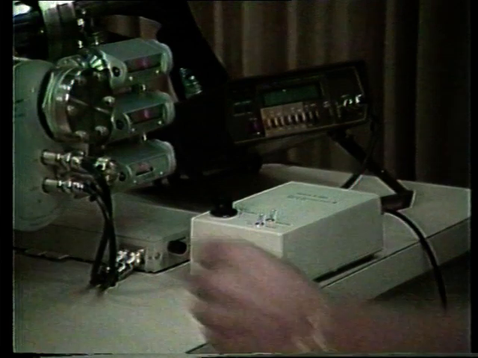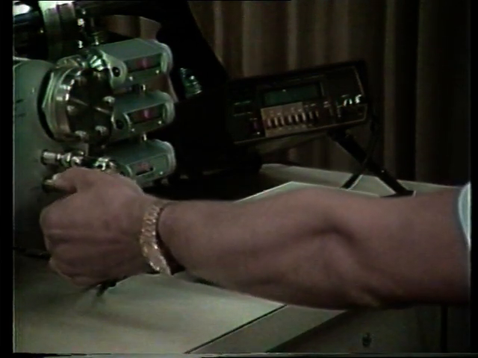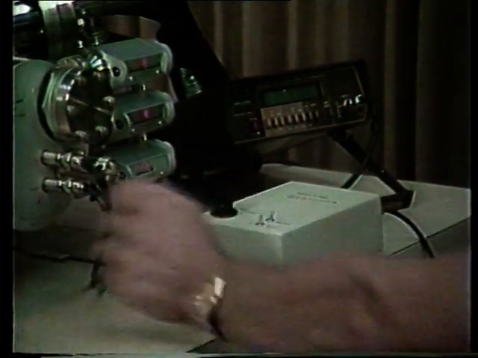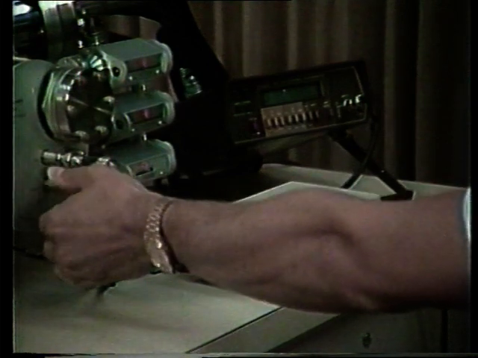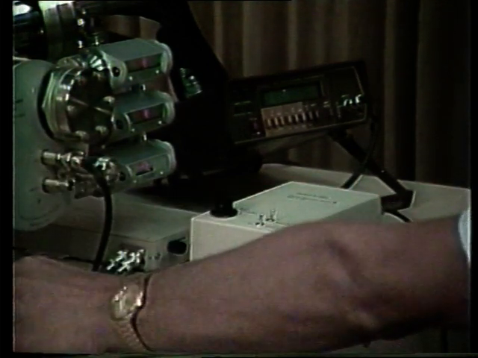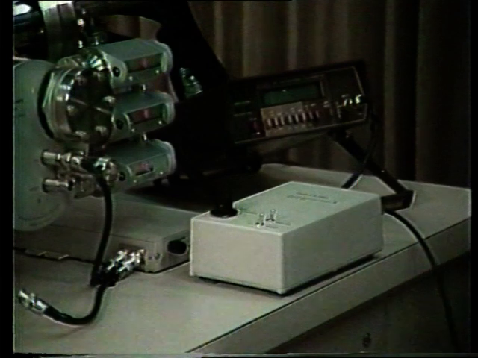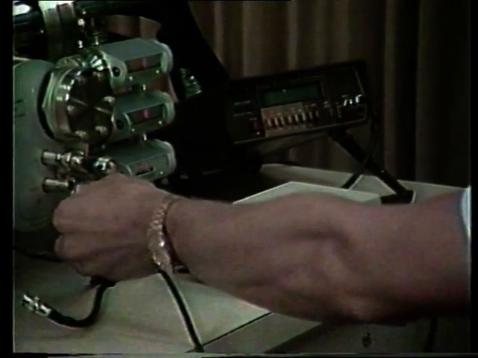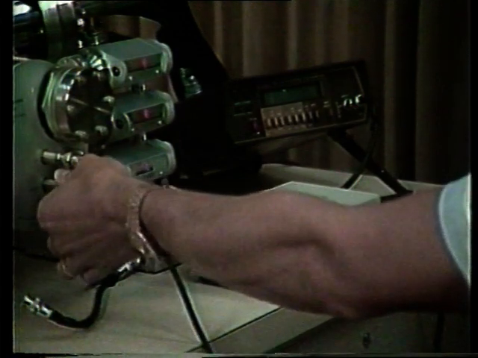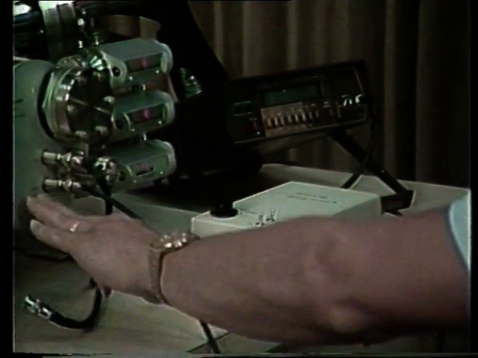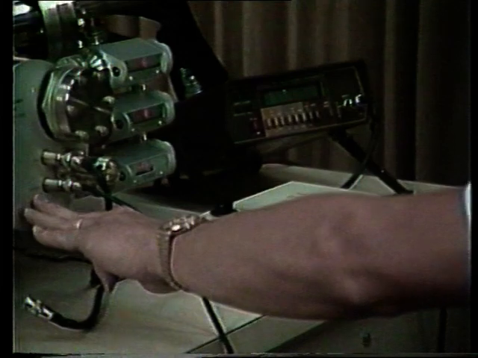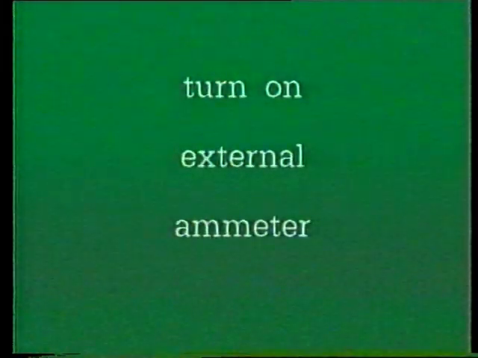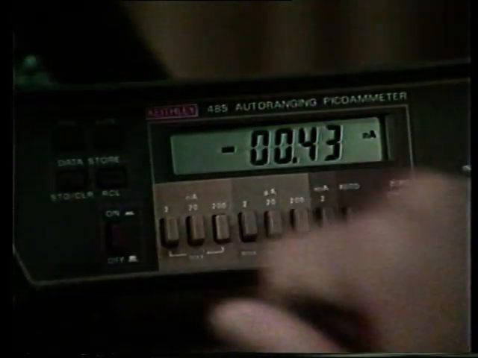We are now ready to uncable the absorbed preamp box, which is cabled to the target, and now cable the external target lead to the specimen stage marked target. We can now turn the external ammeter on.